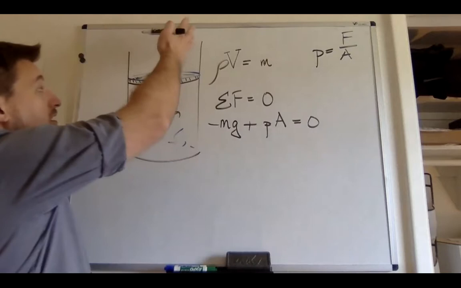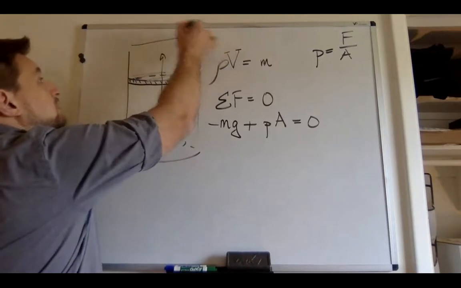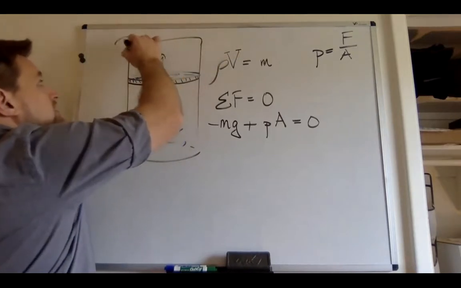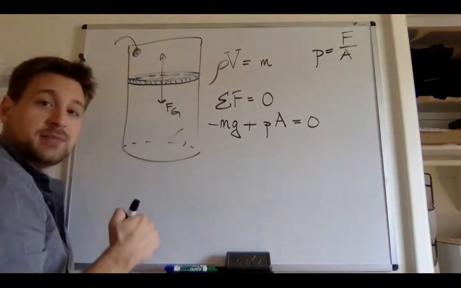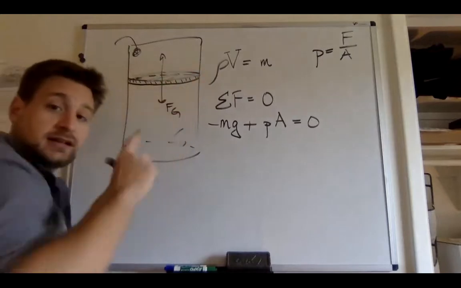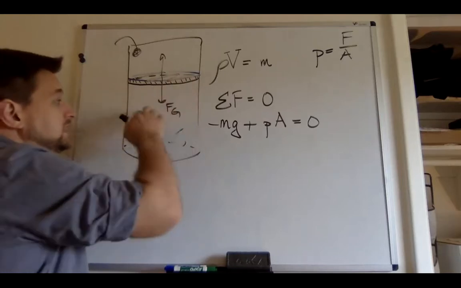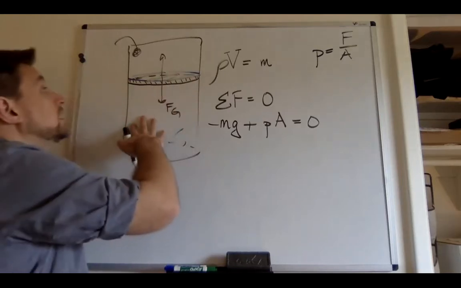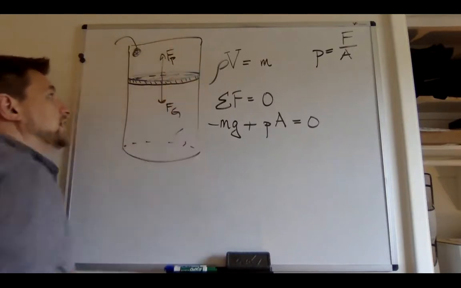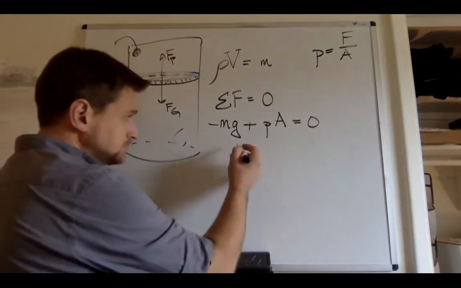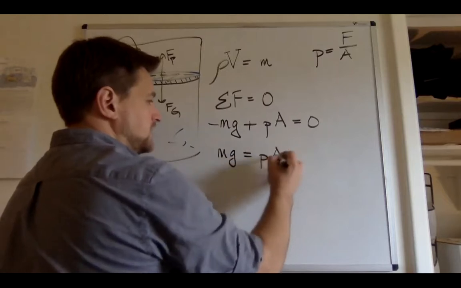Now let's say this is a container that's been evacuated. So this is completely vacuum. There's nothing here pushing down on the top of that surface, not like there is in the slide. So the only force from fluid is the fluid that's below the thing in the container. I'm just going to call that force the pressure, I guess. Okay. So this means that mass times gravity equals the pressure times the area.